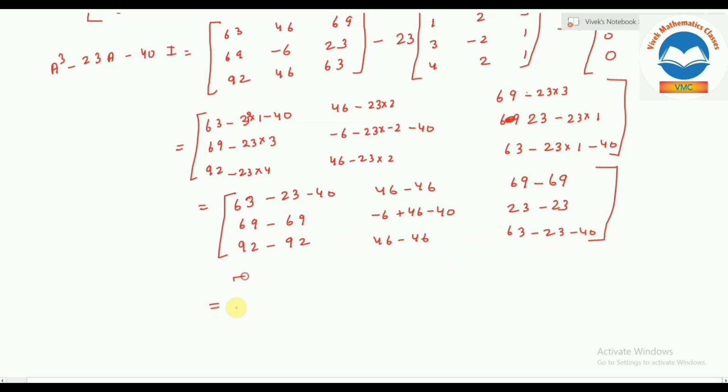So if you simplify again, here you will get 0, 0, 0, 0, 0, 0, 0, 0, 0. So we are getting a zero matrix. This only we need to prove. So proved.